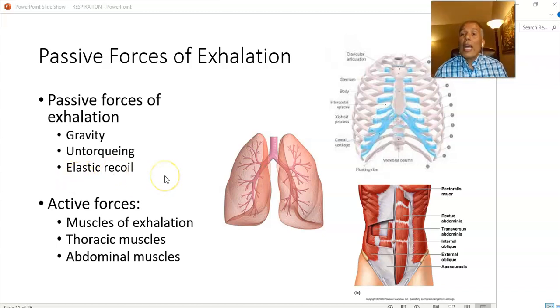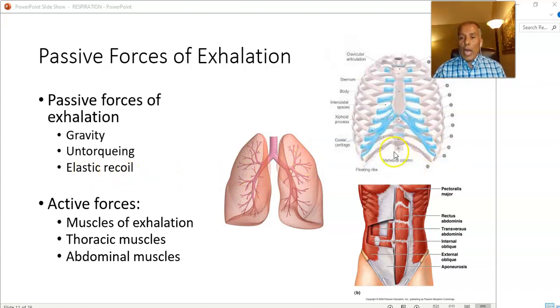So the elastic recoil acts on three different structures. Okay, so now gravity acts on the thorax. Untorquing acts on the pieces of cartilage connecting the costal part of the osseous part of the ribs with the sternum. Then the elastic recoil acts on the lung tissue itself, because the lung tissue is like a balloon. If the airway is open, the tissue is going to contract back to its shrunk position, its deflated position. As it does so, it will contribute to reducing the volume and expelling the air out. Now, this is the tissue of the lungs.